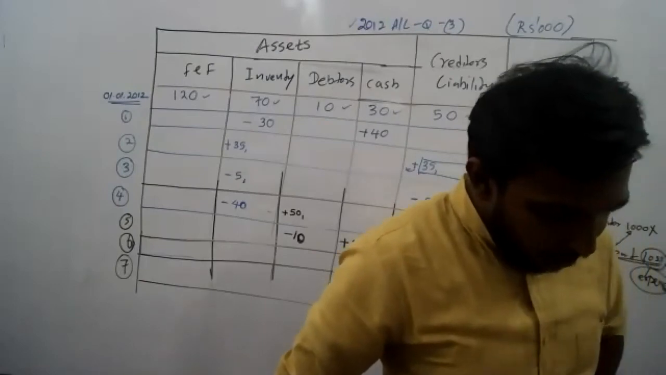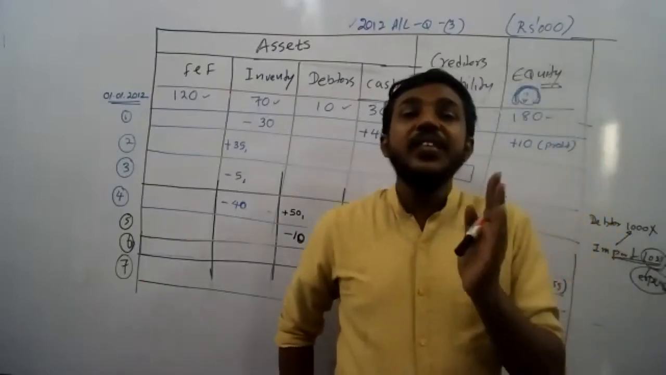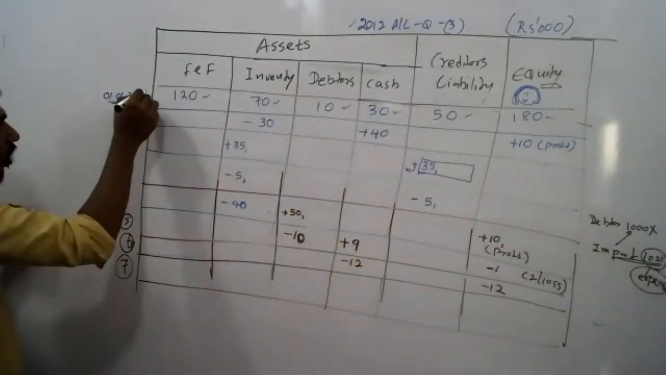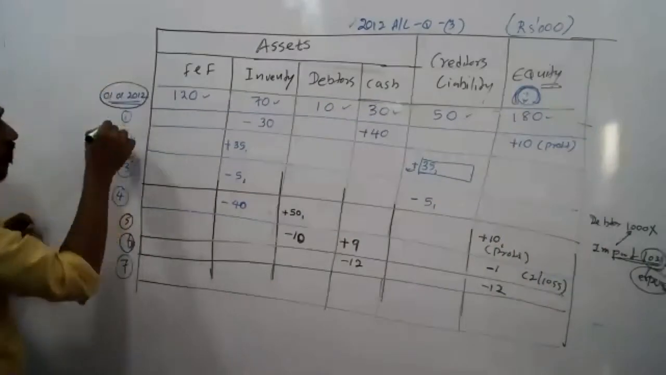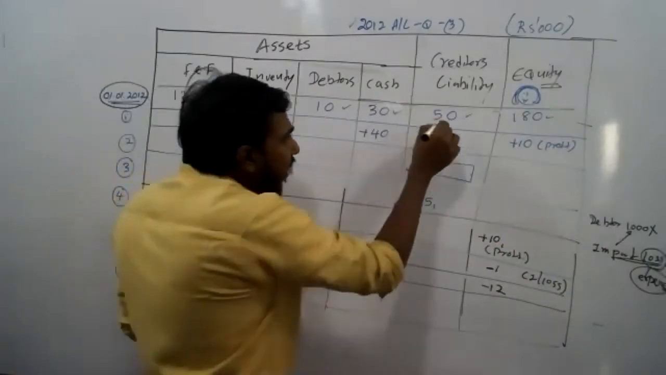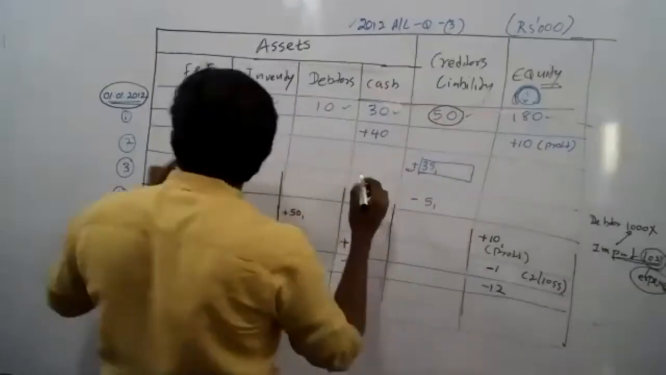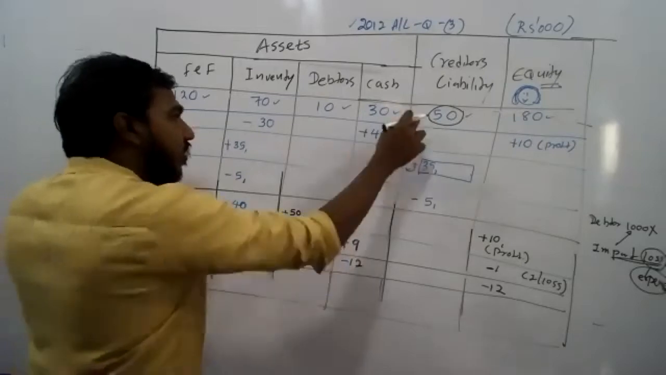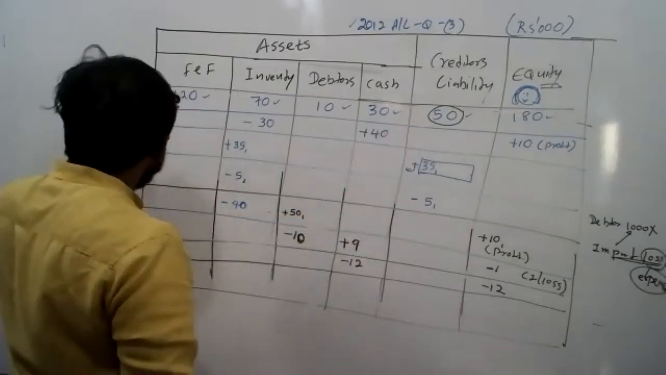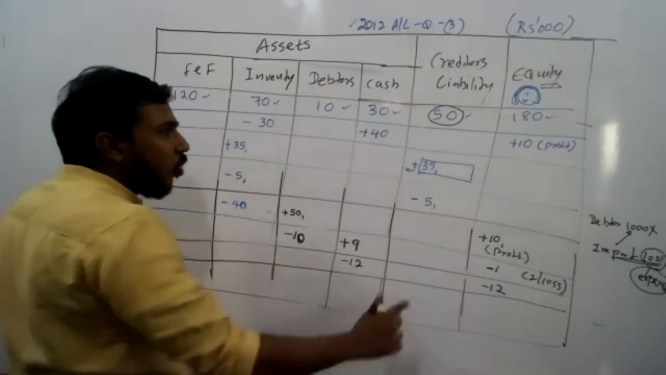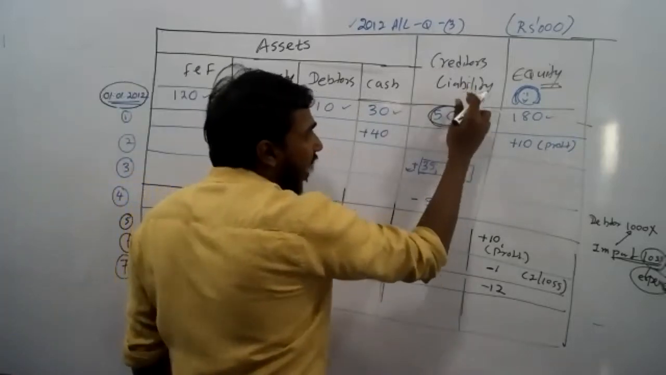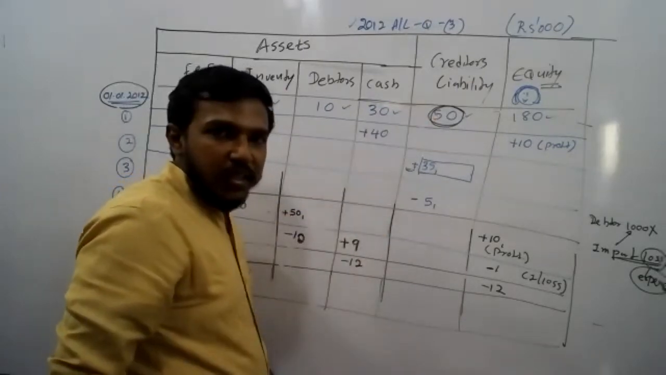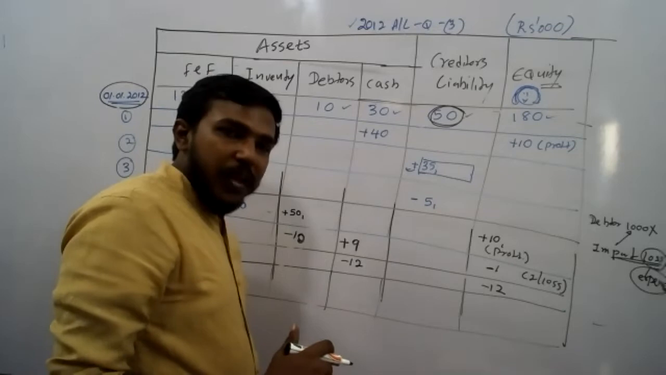1st of January 2012. Paid cash to settle the creditors balance as at 1st of January 2012. Now look here, the 1st of January 2012 balances are here. This is the date, this is the balance. That means you're supposed to pay for the creditors liability. There is an obligation to pay rupees 50,000. Clear? There is an obligation to pay rupees 50,000 now.